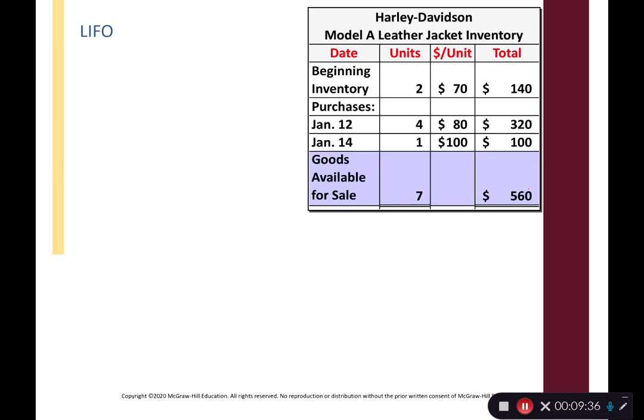So with LIFO, remember, I had ending inventory of 3. That hasn't changed. So cost of goods sold would be 4 units. For LIFO cost of goods sold, I'm going to start at the bottom with January 14th, and I'm going to have 1 at 100 for $100.